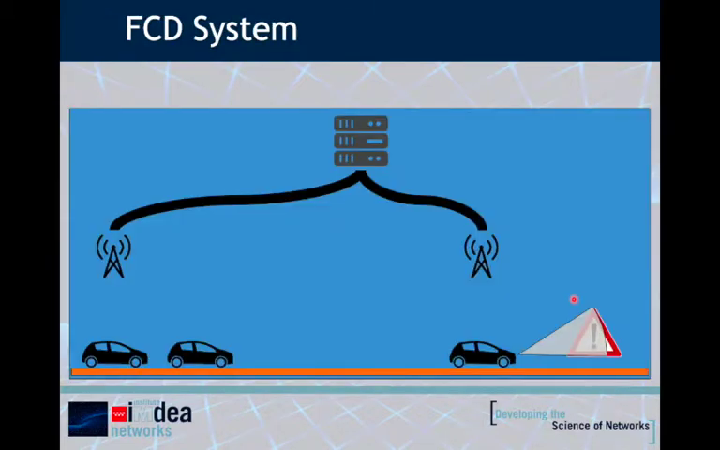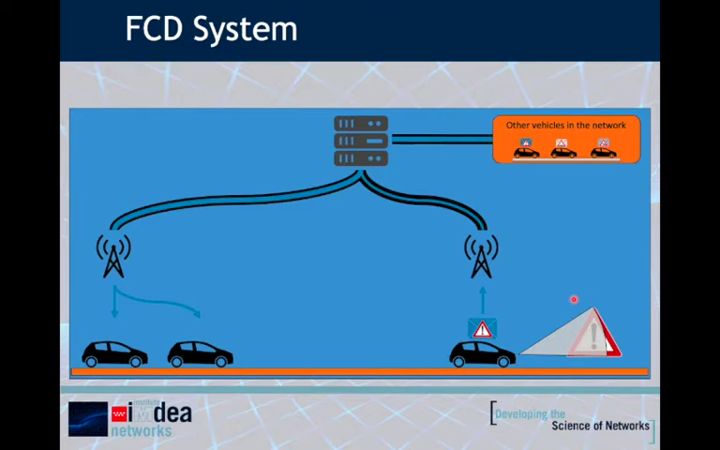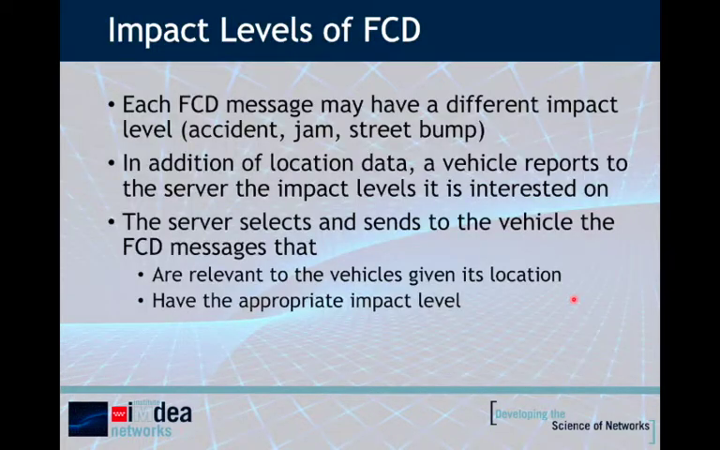cellular network. For instance, in this example, the vehicle on the right has detected some event. It could be a traffic jam, it could be an accident. It reports it to the server on the top, and the server is the one that sends that piece of data to the vehicles on the left before they arrive, so they are aware that there's some obstacle or some issue happening in front, and that data can also be sent to other vehicles in the network.